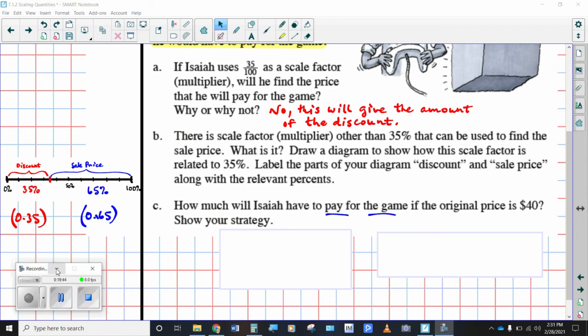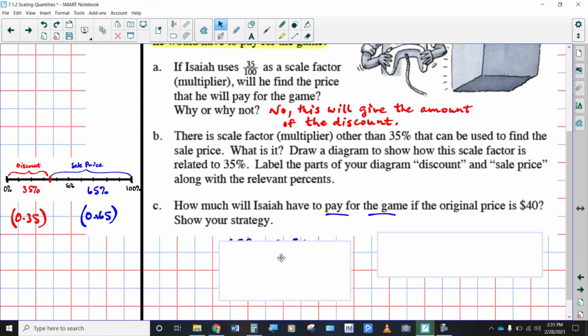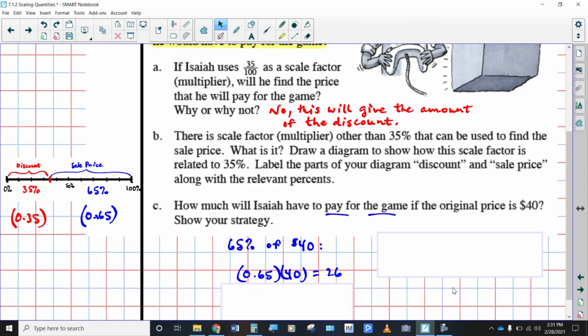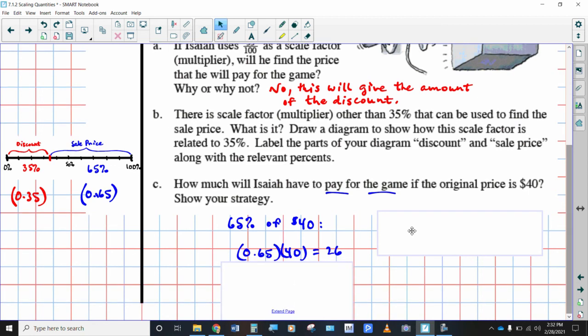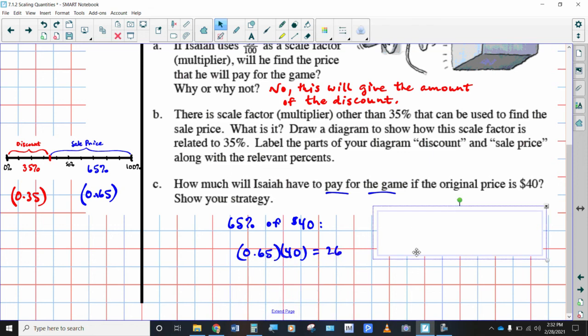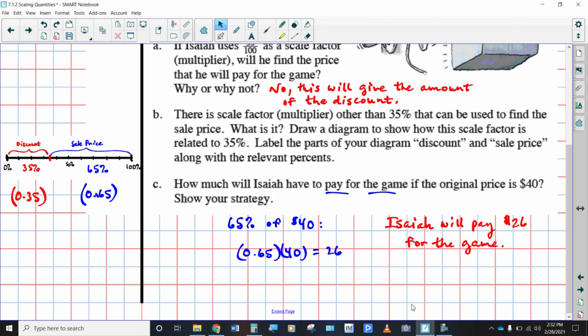All right, let's see how well you did. So we need to find out what is 65% of 40 because we're trying to find out the sale price, how much he is going to pay. So we will convert 65% to its decimal equivalent and then multiply it times 40. And 0.65 times 40 ends up being 26. So how much is the game going to cost? He's going to pay $26 for the game.